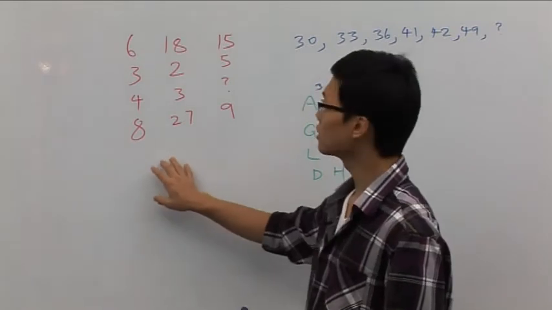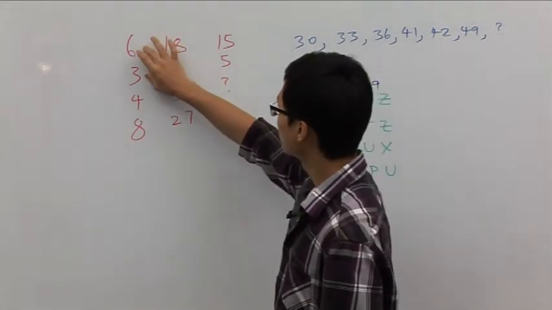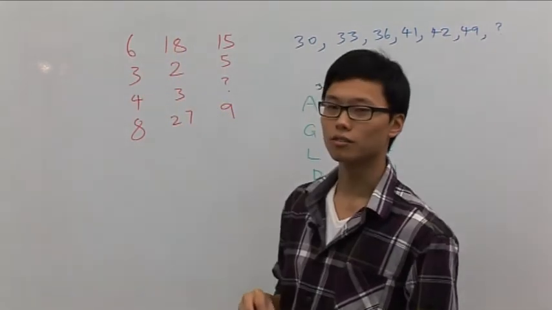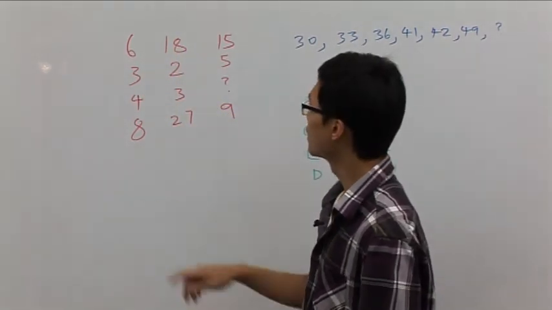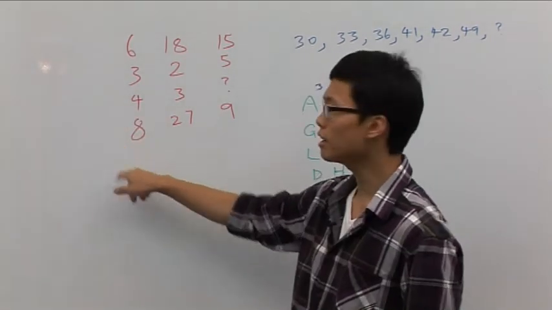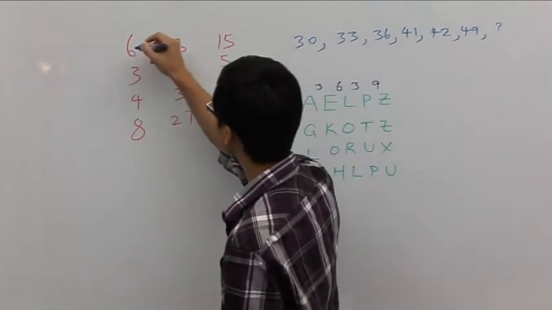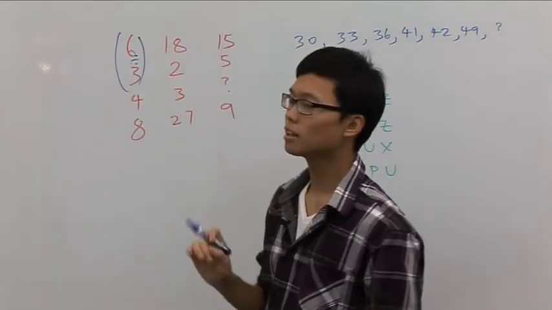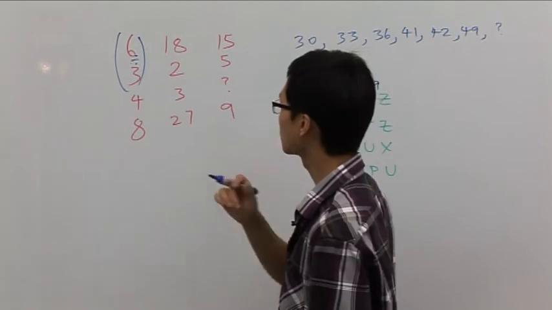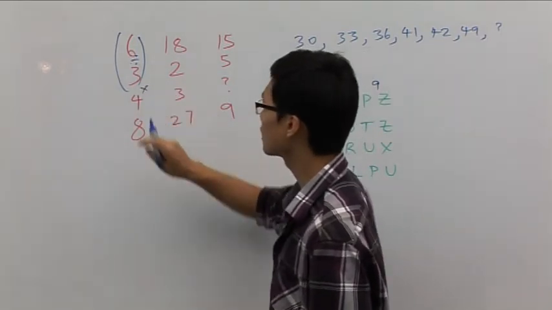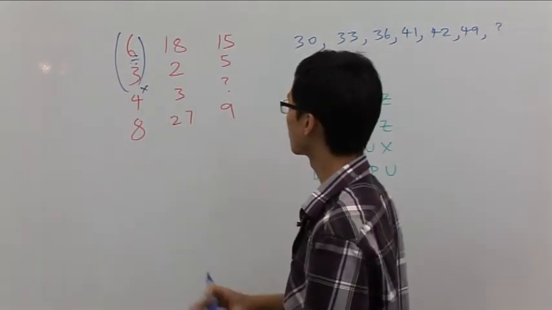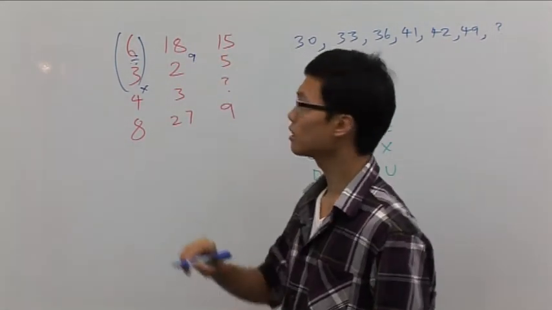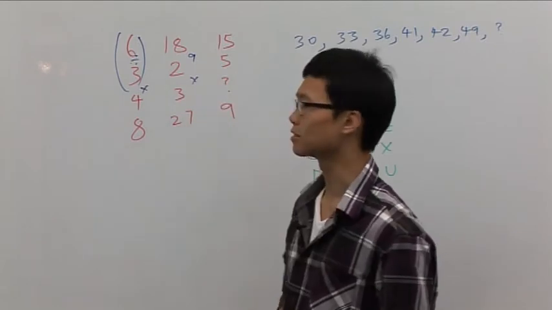Now, here's what I noticed after looking at that. The quotient of 6 and 3 is 2, and 2 times 4 will get me 8. So, it looks like the rule is you have to take the quotient of the top 2 numbers and then multiply that with the number below it in order to get the final number. 18 divided by 2 gets us 9, and 9 times 3 gets us 27.